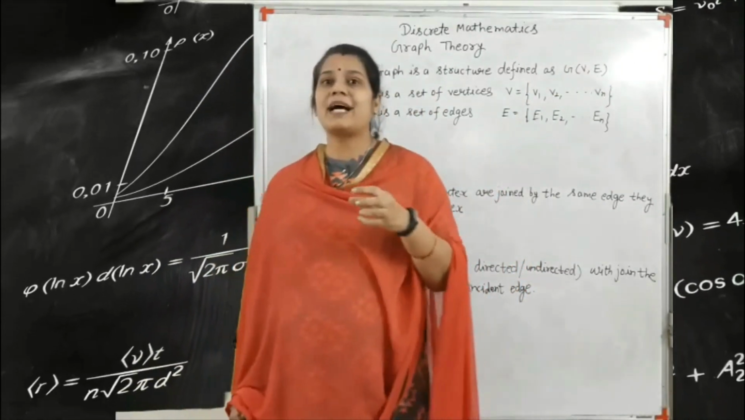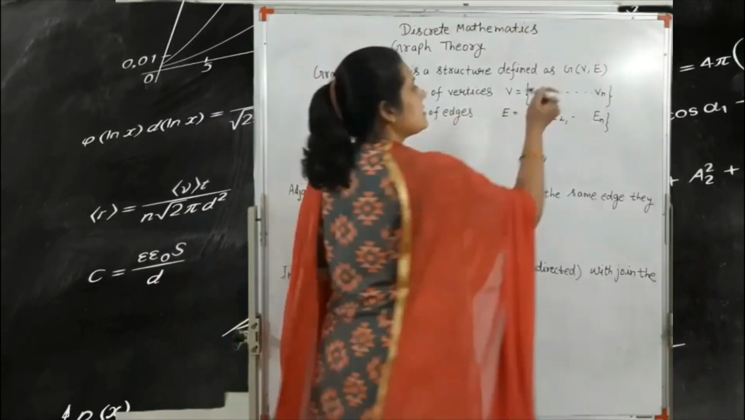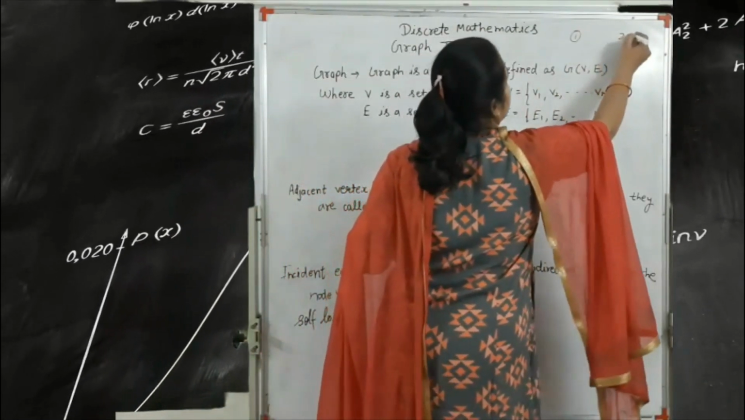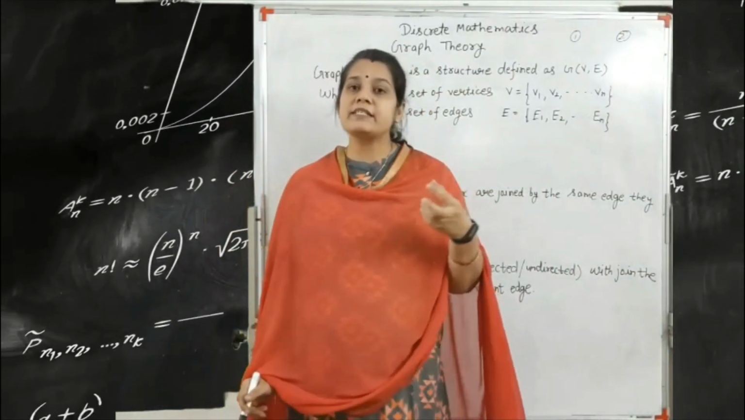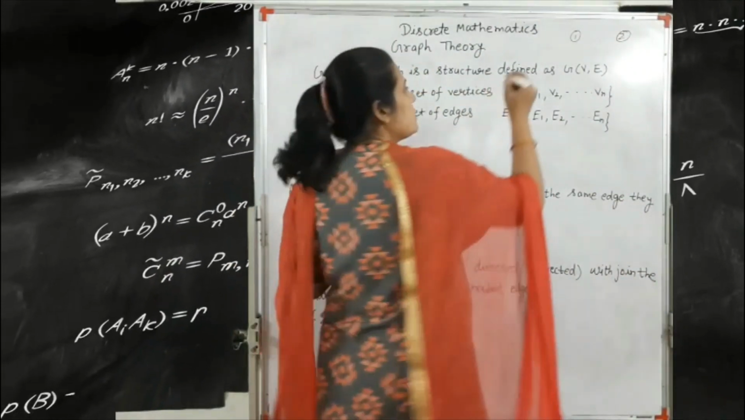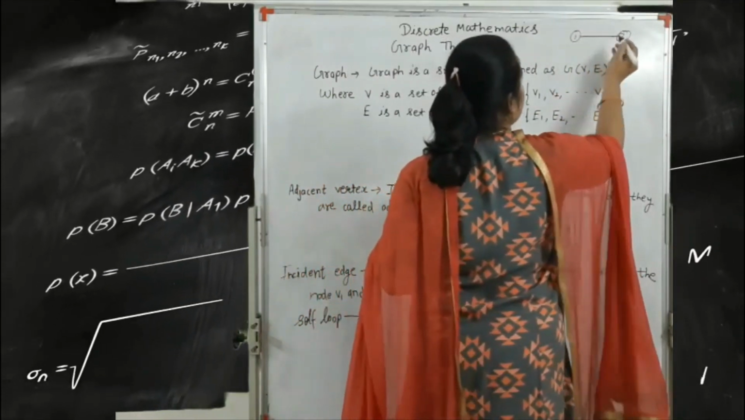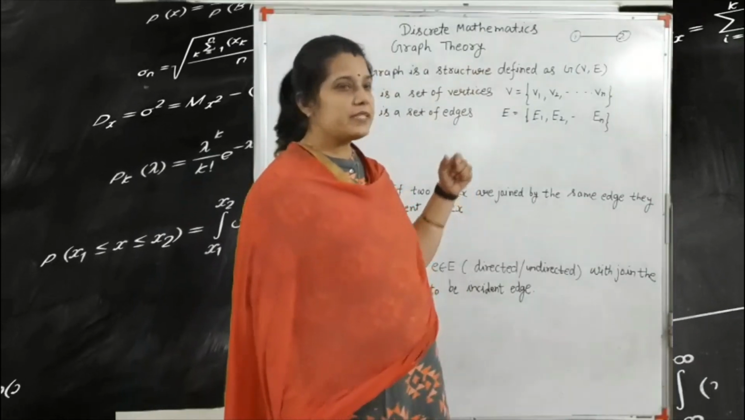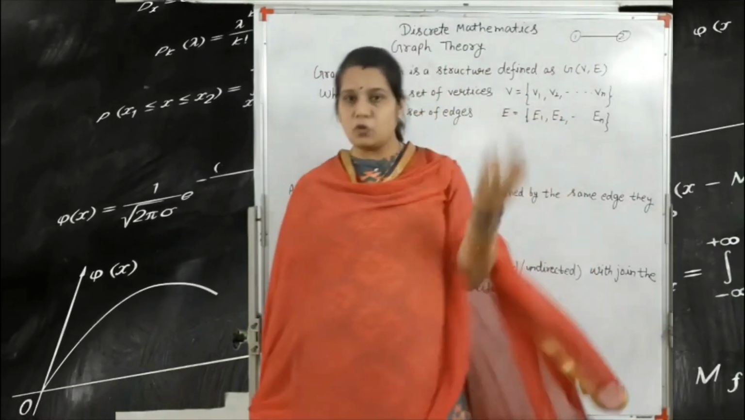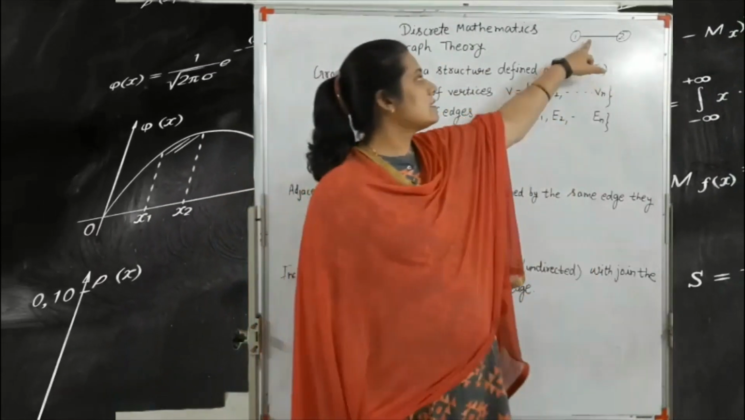So what do we mean by vertices and edges? For example, we are given two vertices, 1 and 2. This is called a vertex, or you can say a node. Got it? And if we join vertex 1 to vertex 2, this is called an edge. So you can say vertex or node, and here this is the edge.